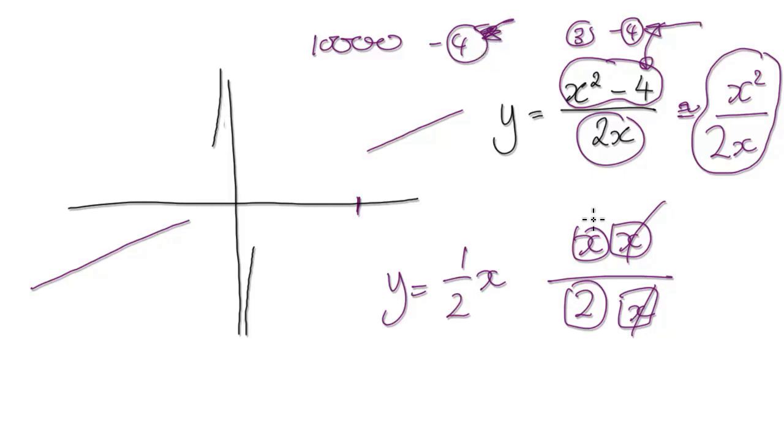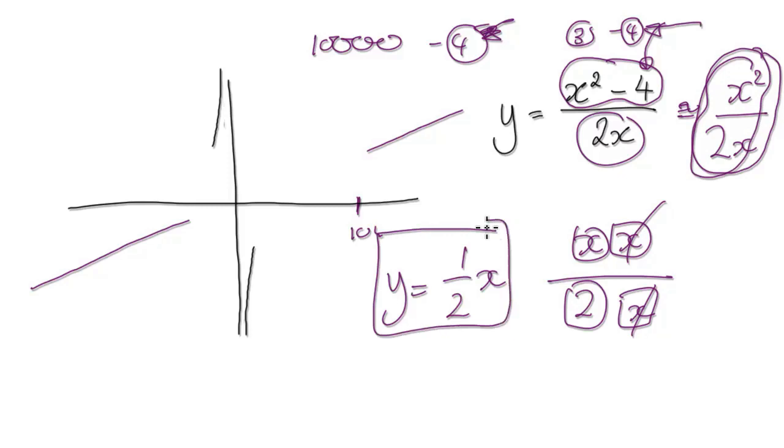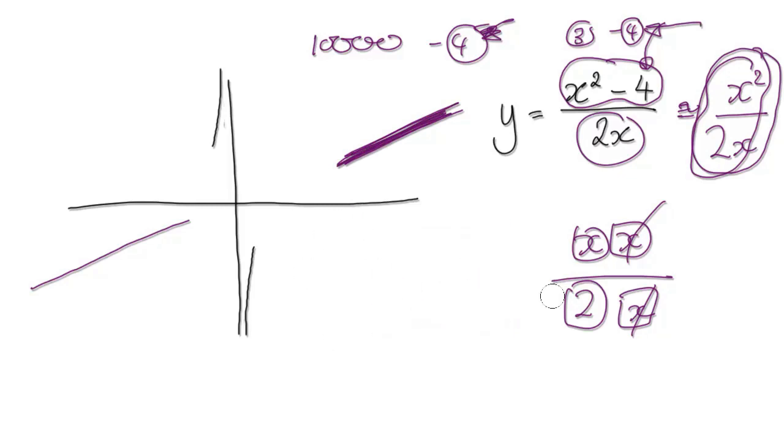So this thing here, when x is very, very big, it's going to act like this thing here. So it's going to act like a graph y equals x over 2, which will look like this. Okay, so now let me just clean this up.